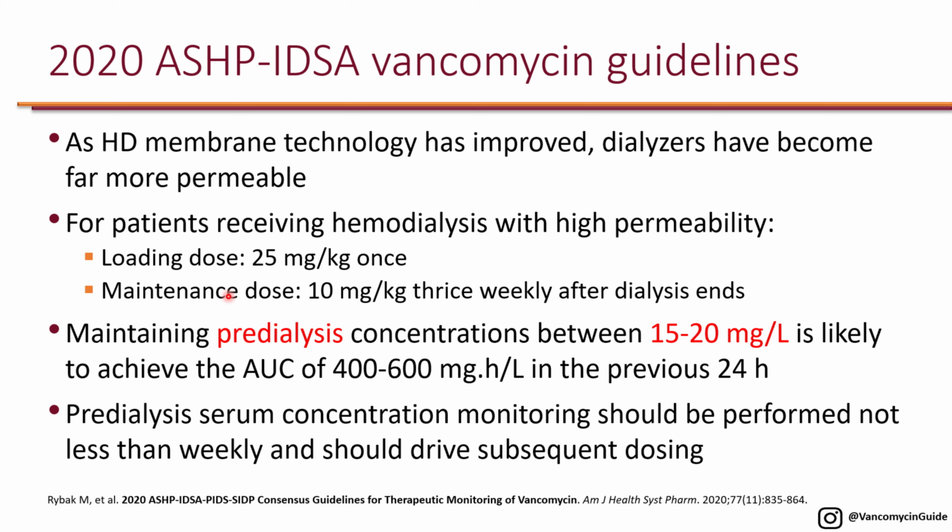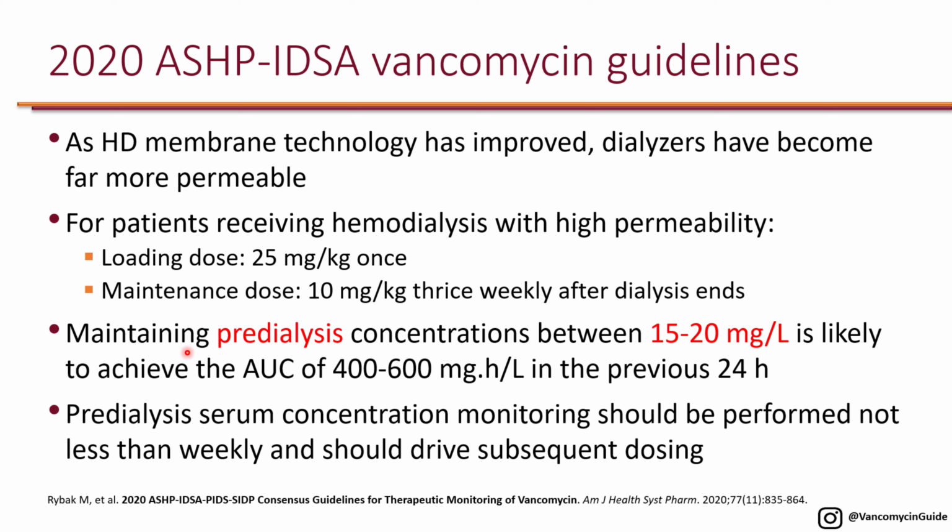So for patients receiving hemodialysis, the guideline recommends a loading dose of 25 milligram per kilo one time, and this is based on total body weight. And then they recommend a maintenance dose of 10 milligram per kilo thrice weekly, or 3 times per week. And this is because typically intermittent hemodialysis is done 3 times a week. So either Mondays, Wednesdays, and Fridays, or Tuesdays, Thursdays, and Saturdays are common. And this maintenance dose is basically to give this after the dialysis is done.